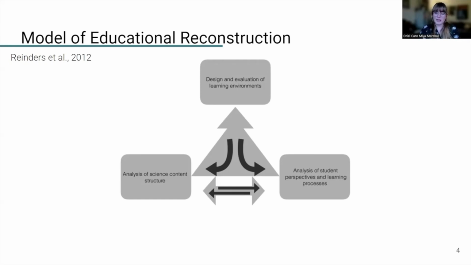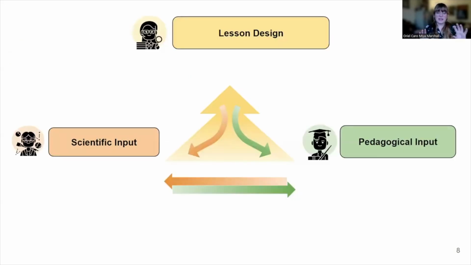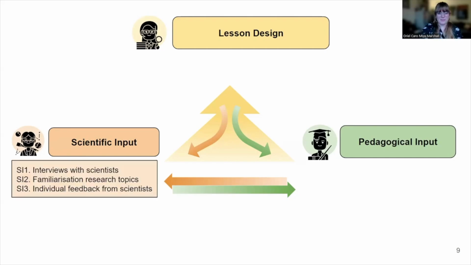So there's the bottom left here looking at the analysis of science content and structure. And then on the right here is looking at analysis of student perspectives and learning processes. And then at the top, there is design and evaluation of learning environments. For this talk, I've summarized these into scientific input, pedagogical input, and lesson design. And these are going to be covered by the scientists, the teachers, and myself, the educational researcher, in this sort of diagram where they all interplay with each other.